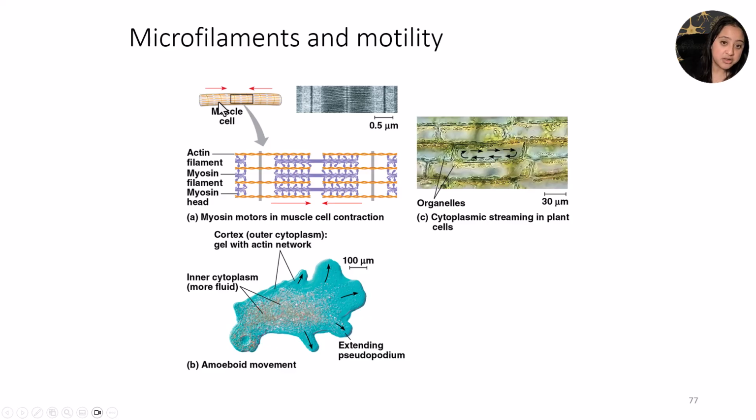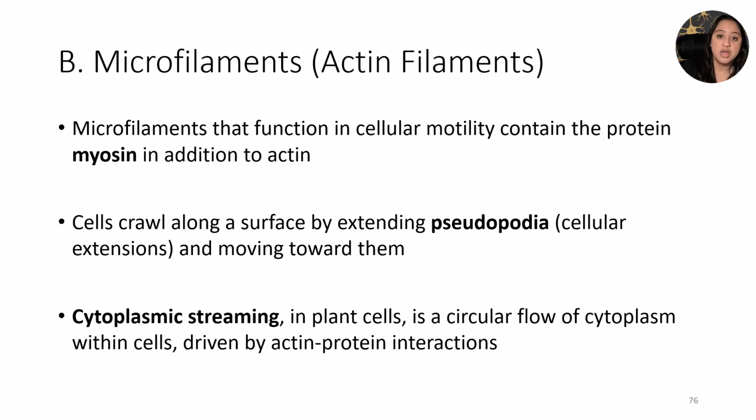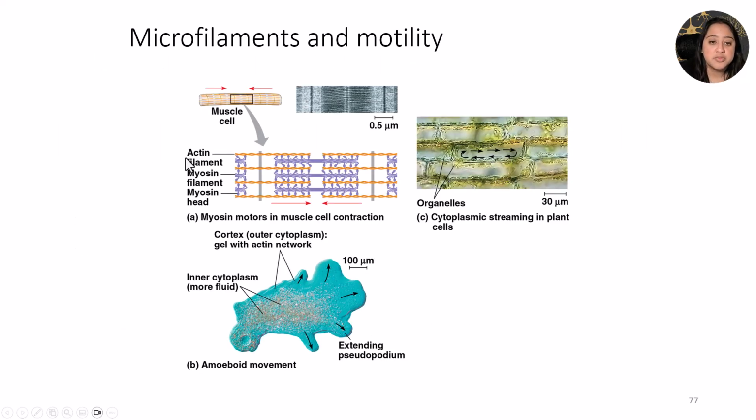In a muscle cell, these are for motility. In muscle cells, there are actin fibers, and then there's also myosin fibers. They interact with each other and crawl along, and that's how muscles contract. And like the second point on that slide, some cells can stick out their pseudopodium, or pseudopodia, plural. And that's how amoebas can crawl around.